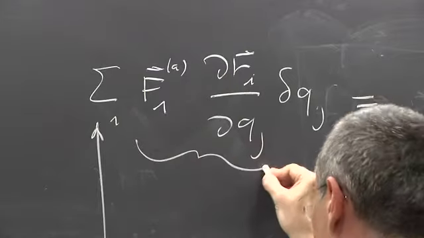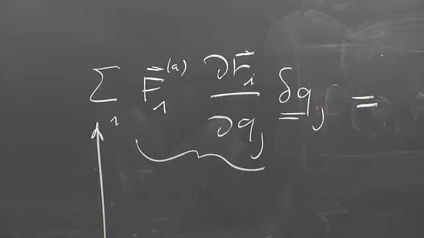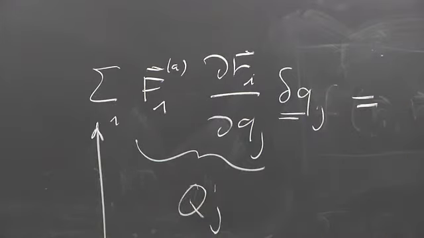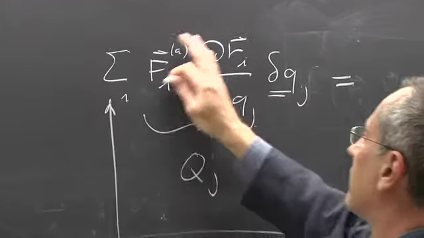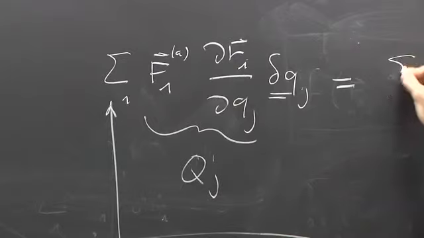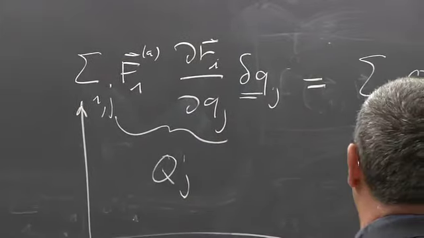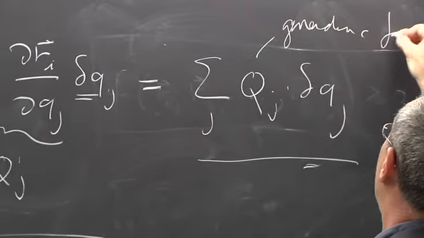And this quantity here, you see, now I have my variation in terms of generalized coordinates, so I may as well call this quantity Q sub j, and you see this is a sort of generalized force, so this term looks nice. So here you have a sum Qj delta qj, where I call this the generalized force.